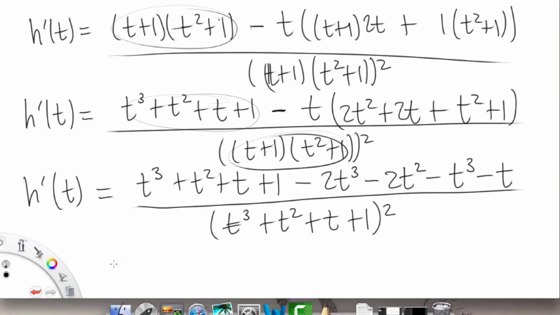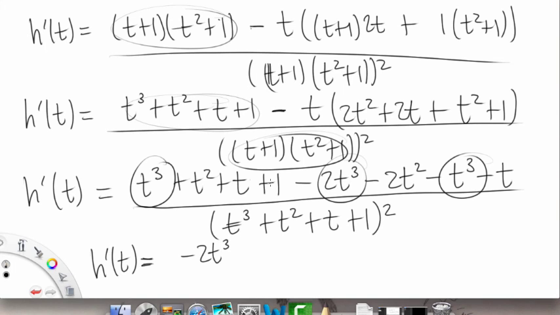And then if we keep going here, we're going to definitely need more slides. So I'll just fit one more line in here. So as far as the t cubes on the top, what we have is a 1 minus a 2 minus another 1. So we end up with a negative 2t cubed. And then let's see how many t squareds do we have. So we have this one here. So we're ignoring the cubes because we finished those. The t squareds, we have a positive 1 and a negative 2. So we have a negative 1t squared.